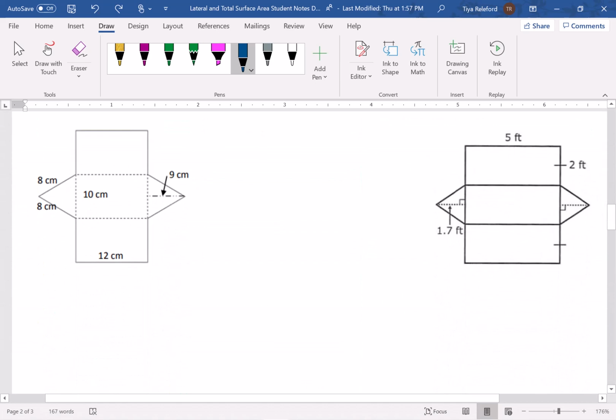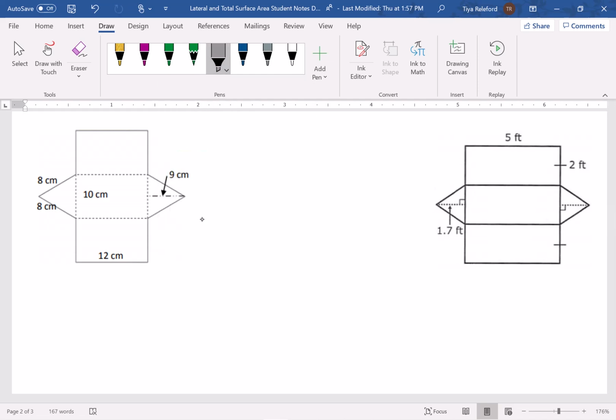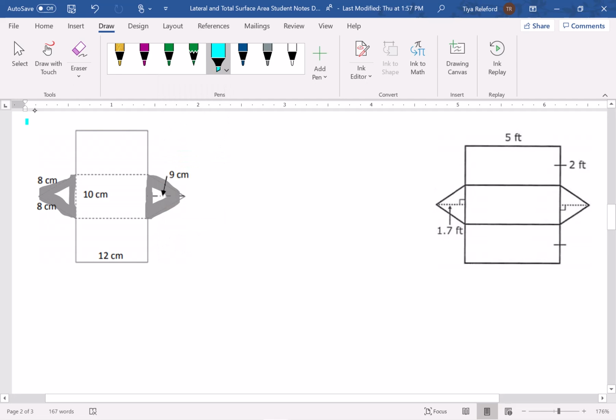Now, these shapes, what do you see if you fold these up? Yeah, they're triangle boxes. They're triangular prisms. So our bases are right here, the triangles. That's why they're called triangular prisms. And we're going to find the lateral surface area.